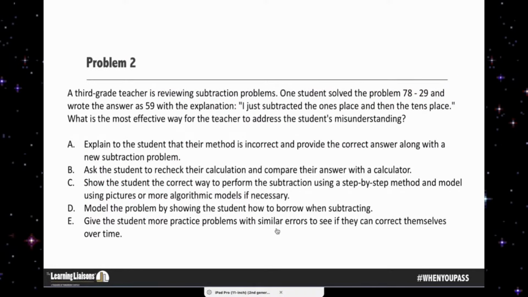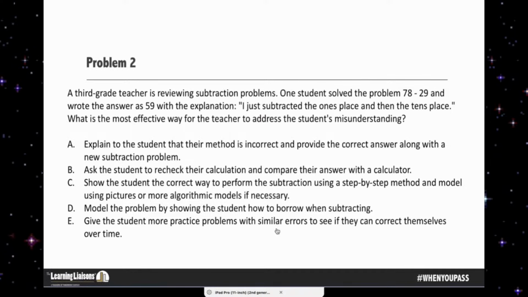A 3rd grade teacher is reviewing subtraction problems. One student solved the problem 78 minus 29 and wrote the answer 59 with the explanation, I just subtracted the ones place and then the tens place. What is the most effective way for the teacher to address this student's misunderstanding?